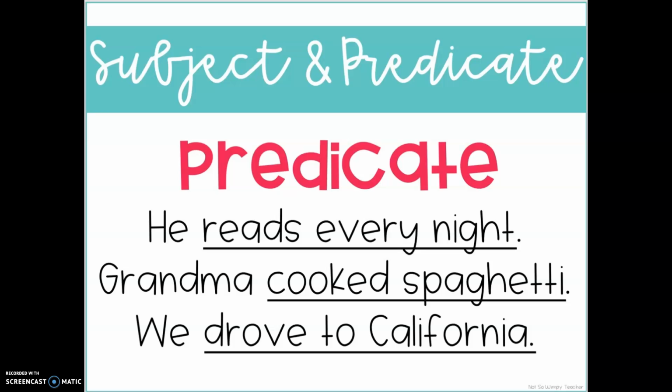Grandma cooked spaghetti. You can also change that into a question. Who or what did Grandma do? She cooked spaghetti. So cooked spaghetti is the predicate because it's telling what Grandma did. We drove to California. Ask yourself a question. What did we do? We drove to California. So drove to California is the predicate. It includes the verb drove, and it's telling what we did.